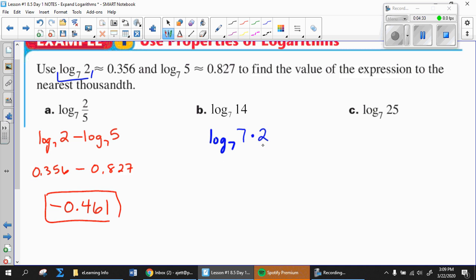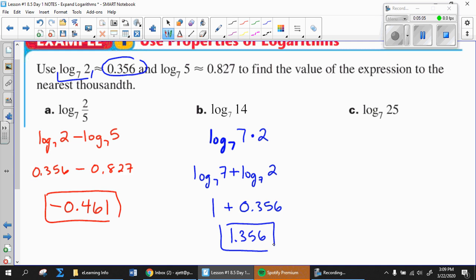So now that I've rewritten this as multiplication, I can take this and rewrite it as log base 7 of 7 plus, using my property, log base 7 of 2. Okay, and now we just talked about what is log base 7 of 7. That is 1 plus log base 7 of 2, which is up here, is 0.356. Okay, so we add those together, we get 1.356. Last one over here.